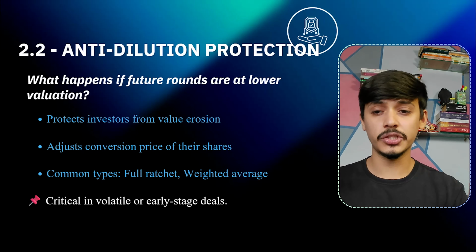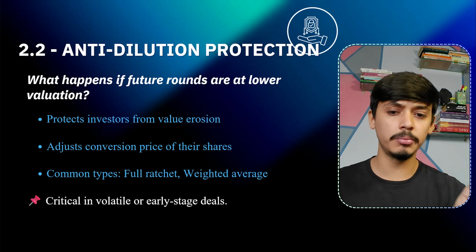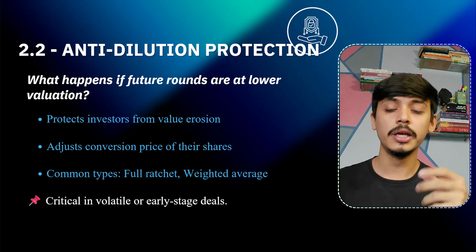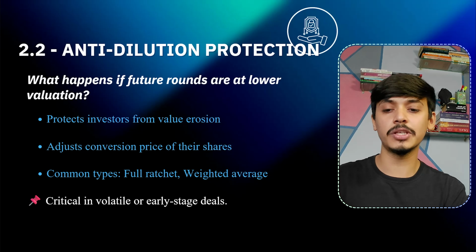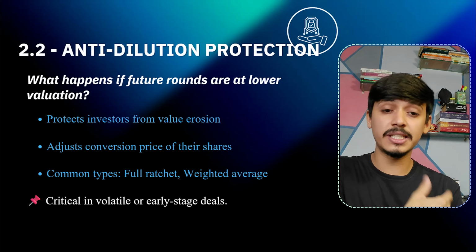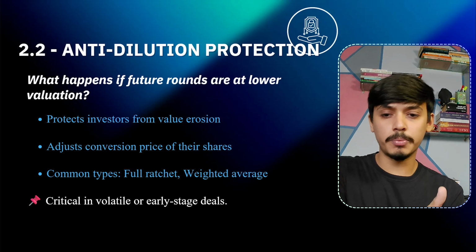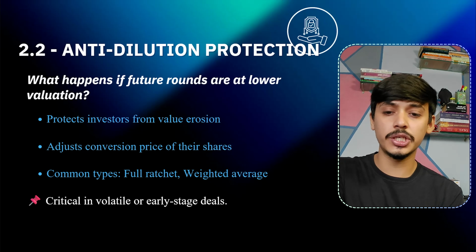So it protects investors from value erosion. There are some things mentioned over here that will help the current investors protect the investment that was made at 75 crores. It adjusts the conversion prices of their shares. Common types are full ratchet and weighted average.